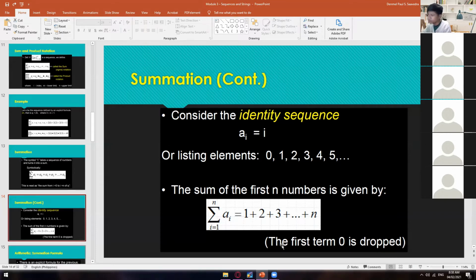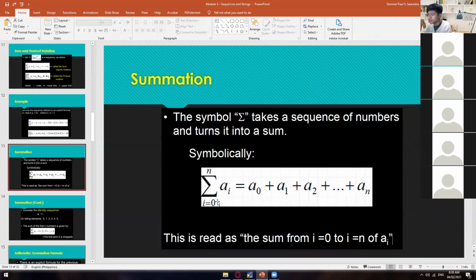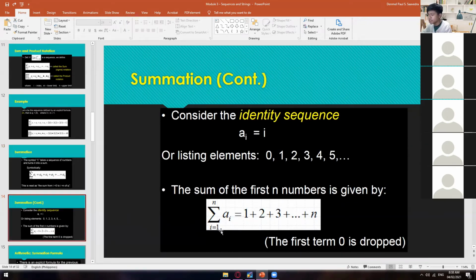So in here, the first term 0 is dropped. Why is that? Because that depends on the index or the lower limit. In here we've started with 0, so we have to include 0. But in here we've started with 1, so we have to start with 1. So this is your indicator. Where will you start?